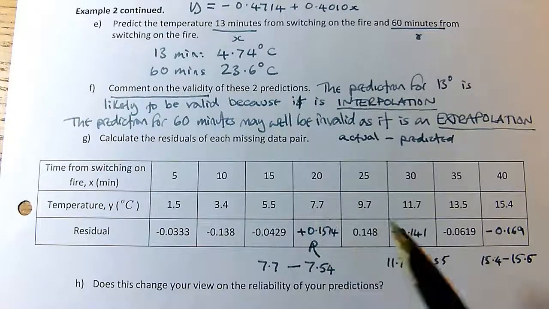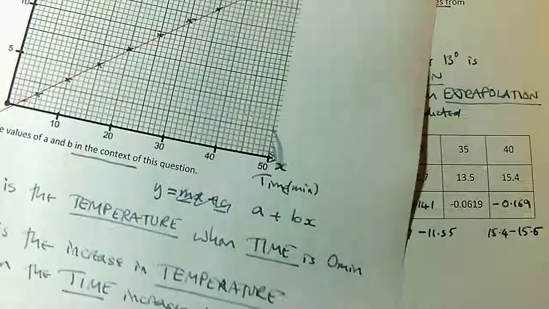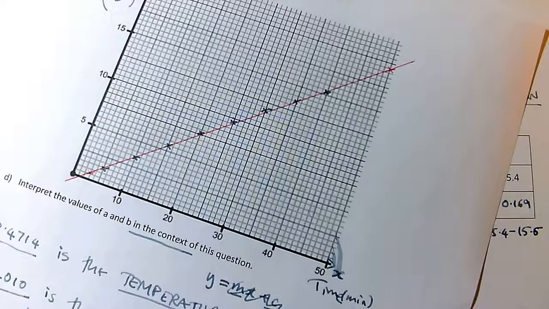Okay, so we've got the residuals of all the missing pairs. Does this change your view on the reliability of the predictions? Well, I'm being asked to look at residuals in the context of reliable predictions. Now, if I look at that, and if I look at the fact the correlation was 0.9996, I don't really need to look at residuals. I can see that this line's a very good fit to the data.